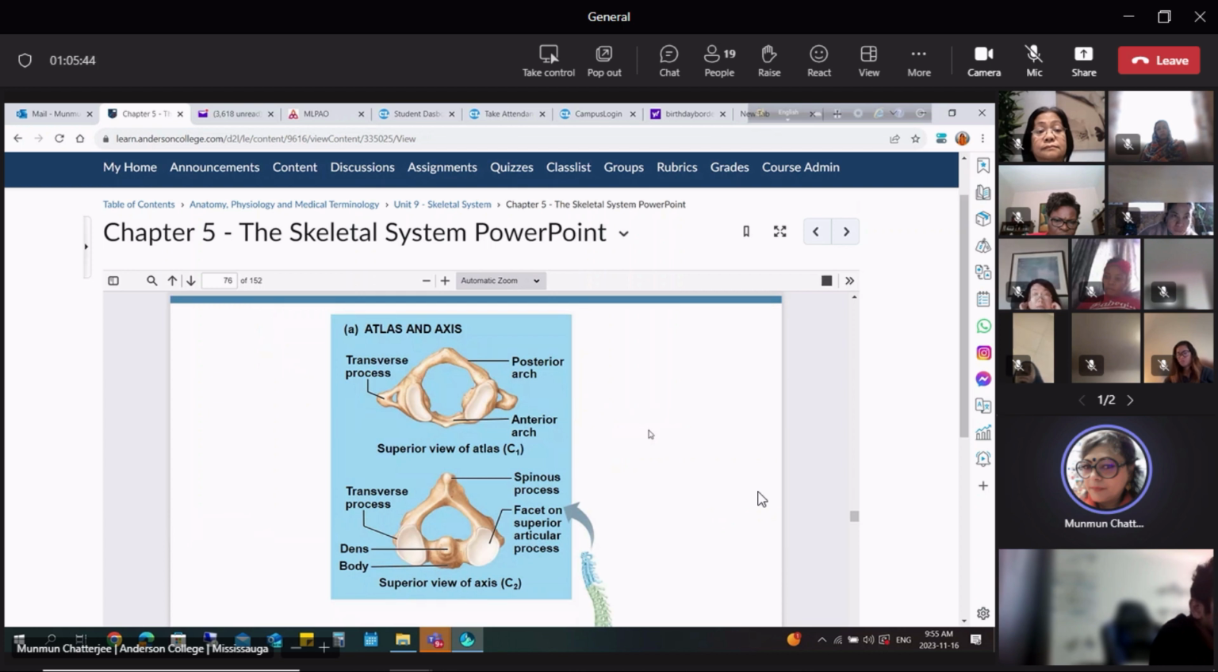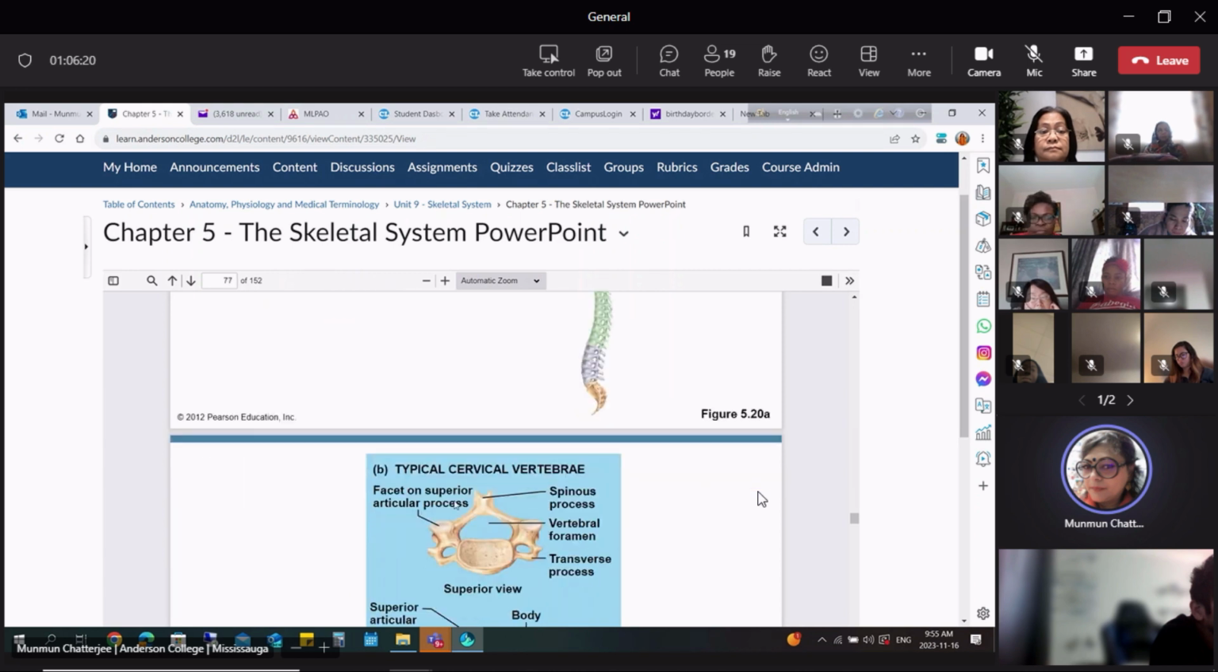The first two cervical vertebrae are very important: the atlas and the axis. These are not going to come in the questions, but I am telling you just for knowledge. The atlas is number one, just after our skull, the cranium. The atlas is the first vertebra, and the second one is the axis. These are the two vertebrae.